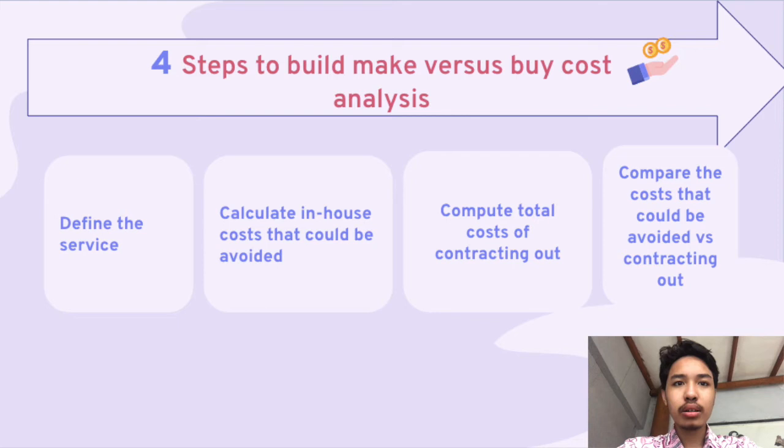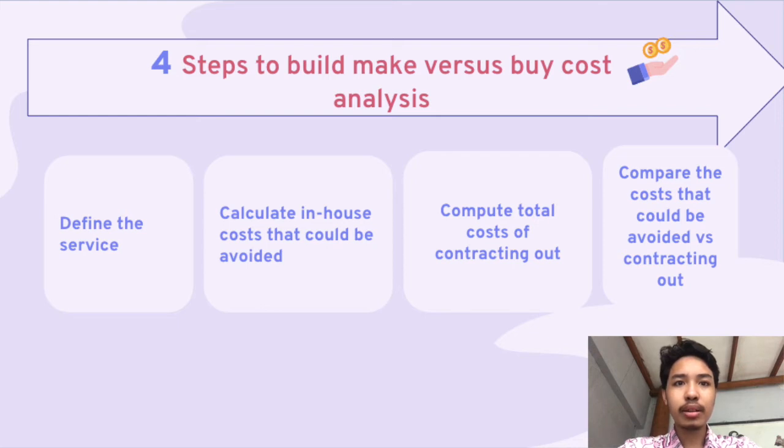To build a make or buy cost analysis, there are four main steps. First is to define the service. Second, to calculate the in-house costs that could be avoided by contracting out the service. Third is to compute the total cost of contracting out. And fourth, comparing the cost that could be avoided with the cost of contracting out.